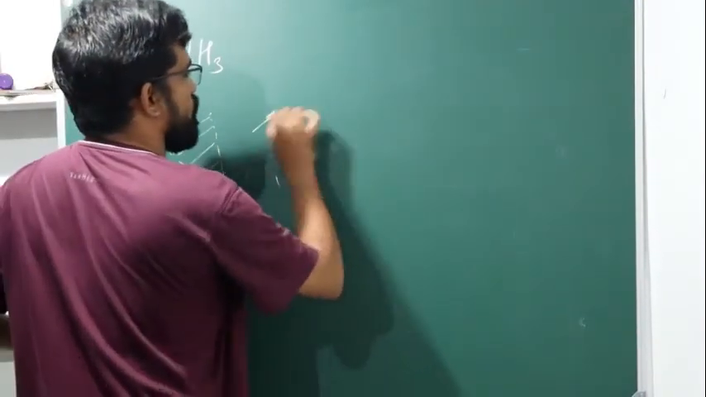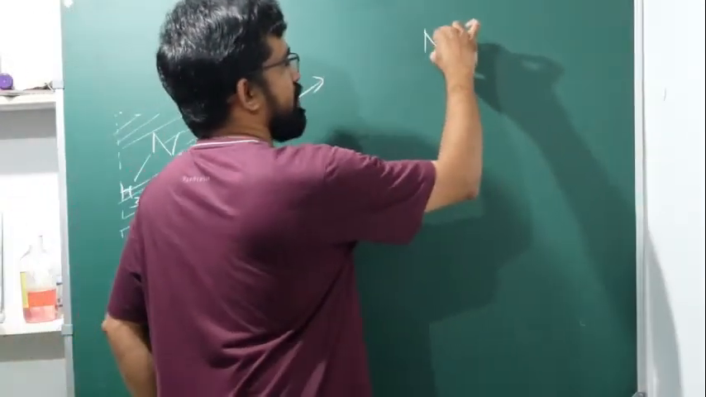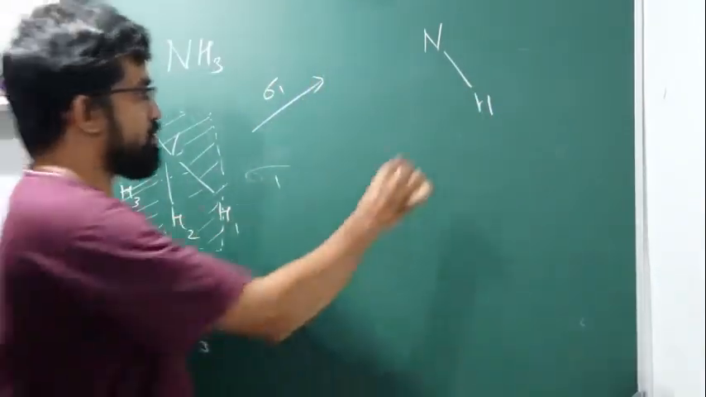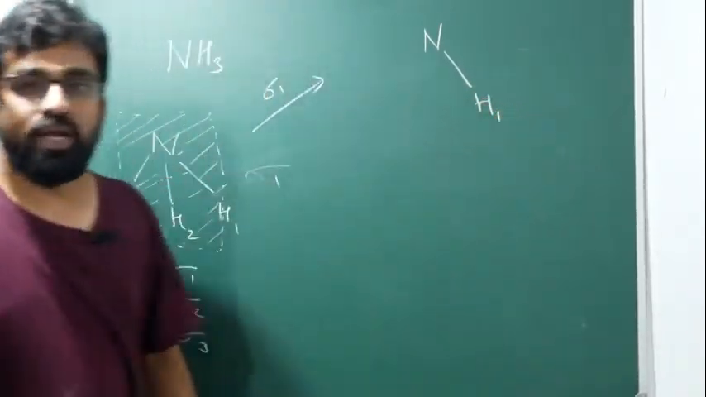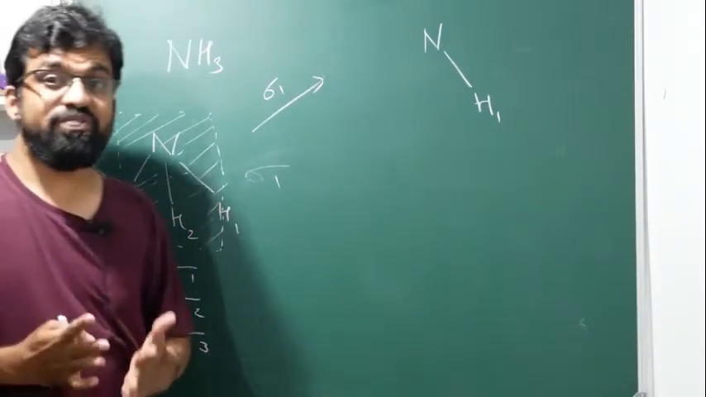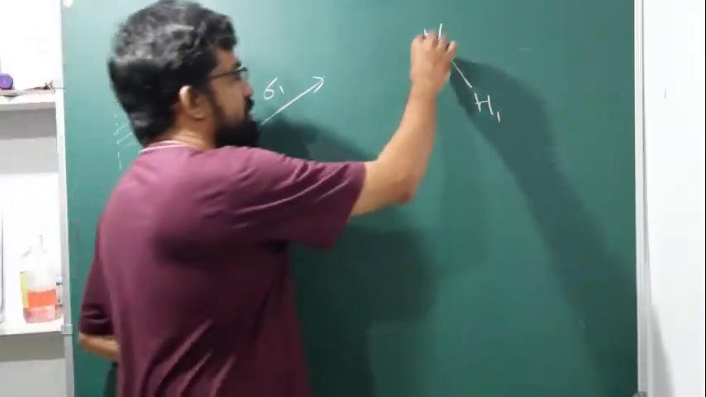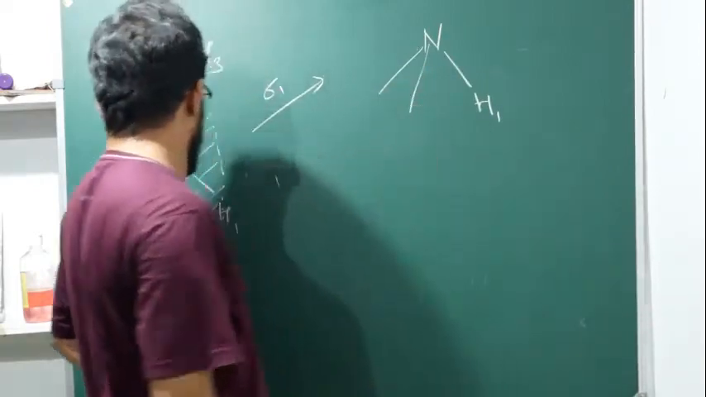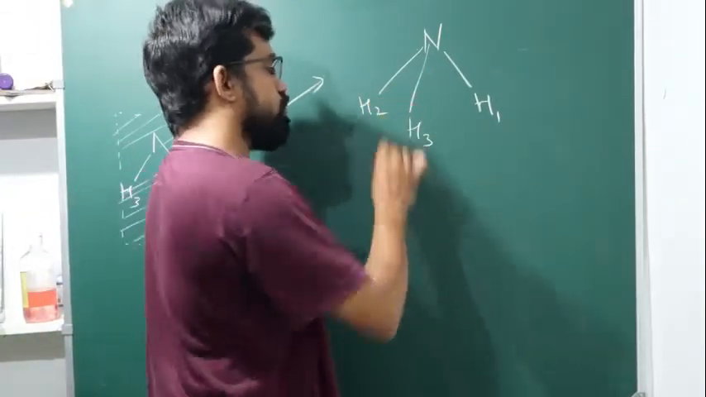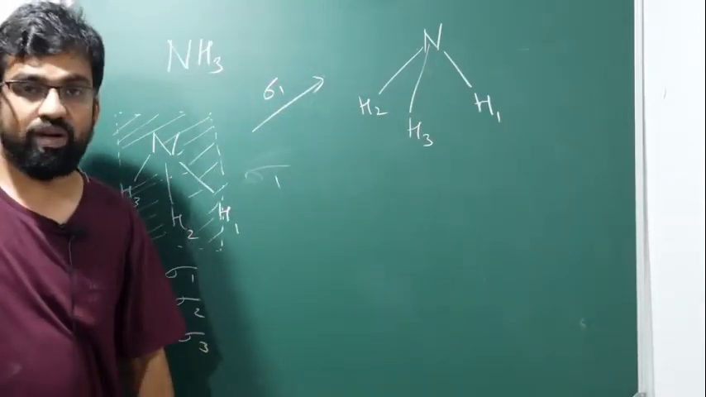So H1 is unchanged, nitrogen and hydrogen. Again you have to look at the same structure, it should be the same structure. H1 is there itself. Then what will happen to H2 and H3? When you reflect, its image will be here and its image will be here. H3 will come here and H2 will go here, right? So this is what happened on sigma v1.